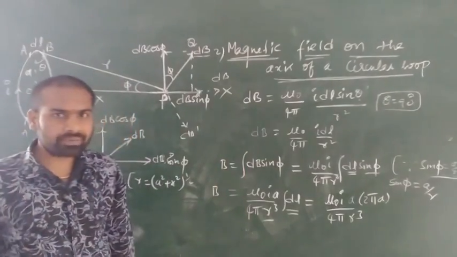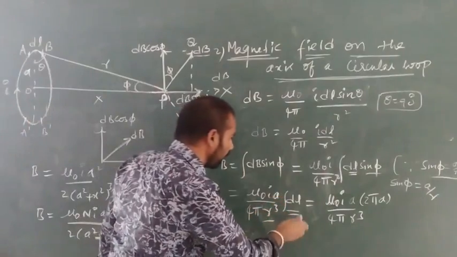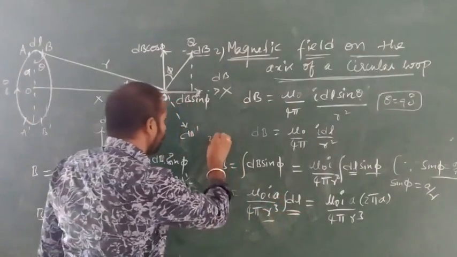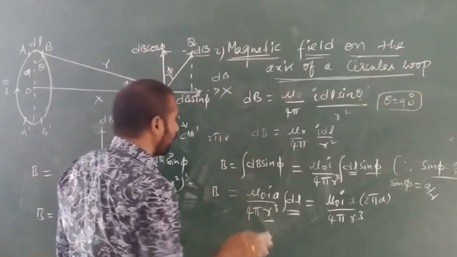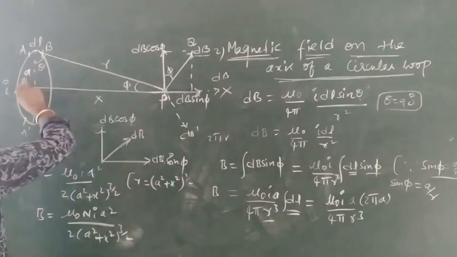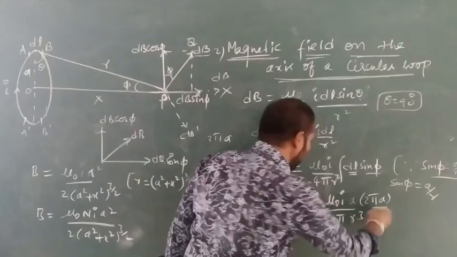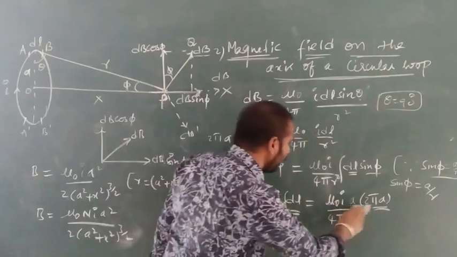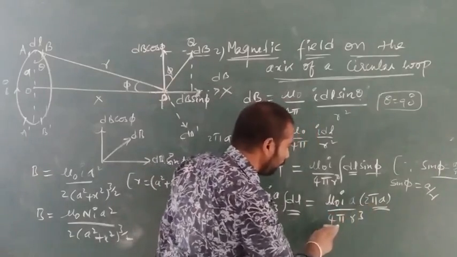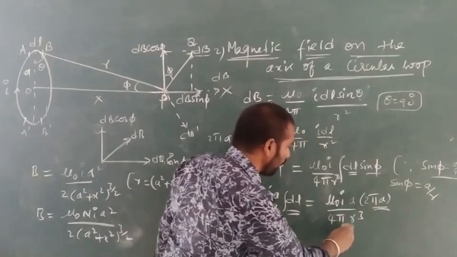What is the circumference of the circle? Integration of DL gives the circumference of the circle. How much? 2 pi R, the general formula. But the radius of the circle is small a, so 2 pi a. Now a into a square, 2 pi cancels, and we will remain only with 2.